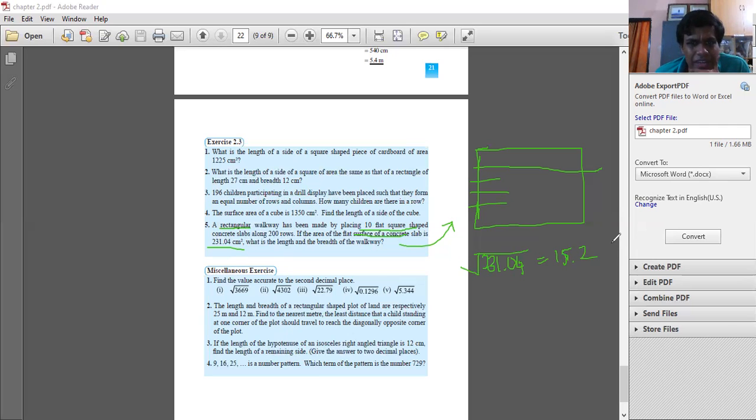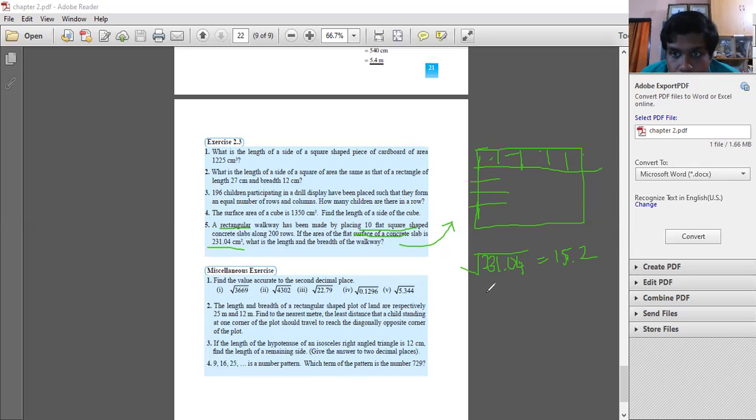Then by placing 10 flat square shaped concrete slabs along 200 rows, I think the idea of what they're saying is there are 10 of these in a row, like this, 1 2 3 4 5 6 up to 10, in 200 rows like that.